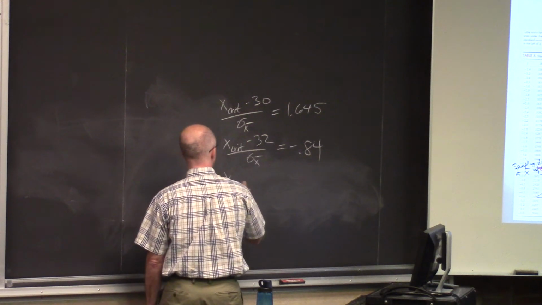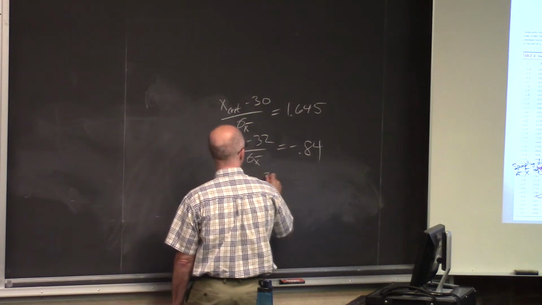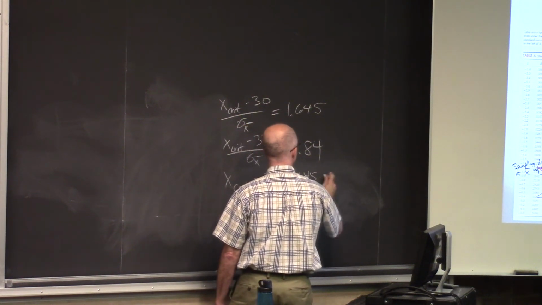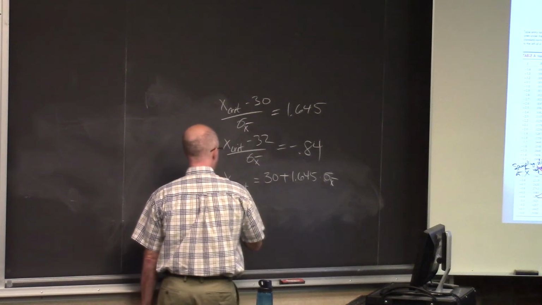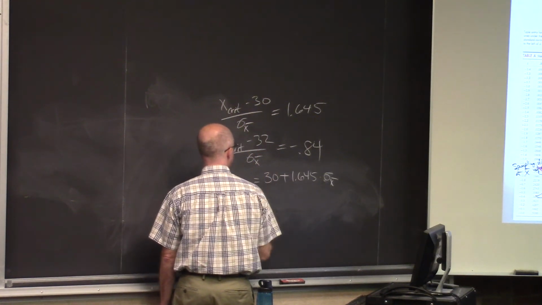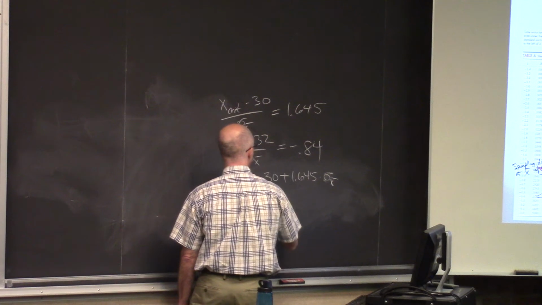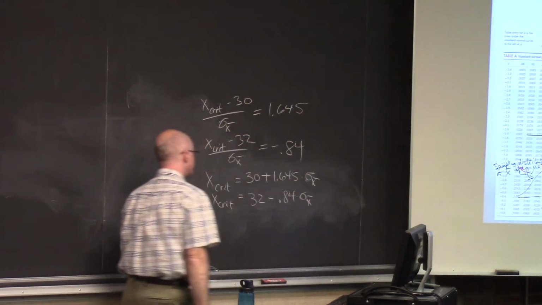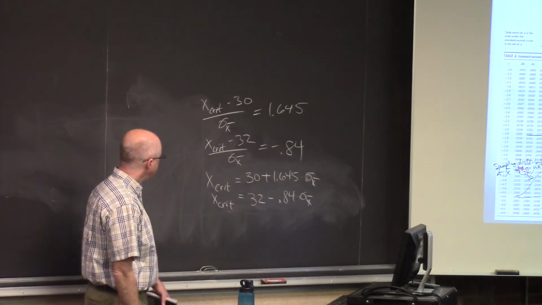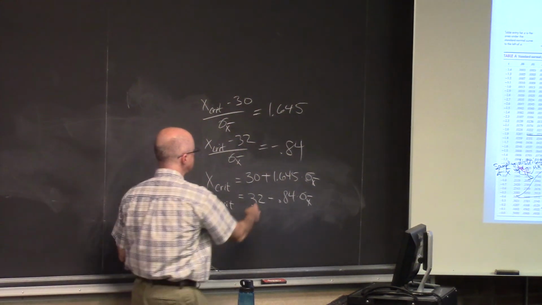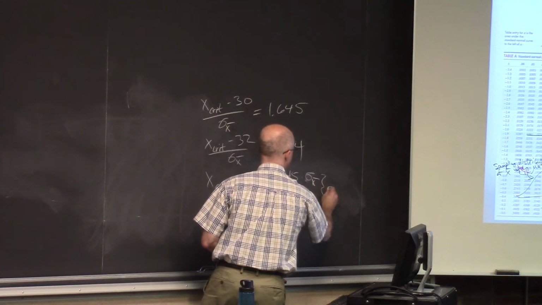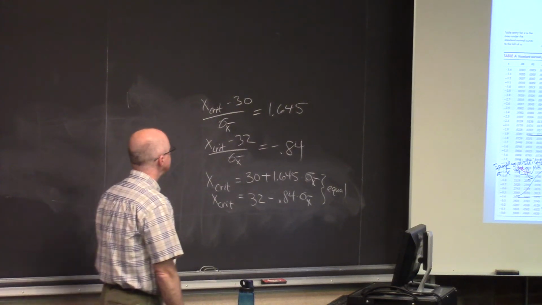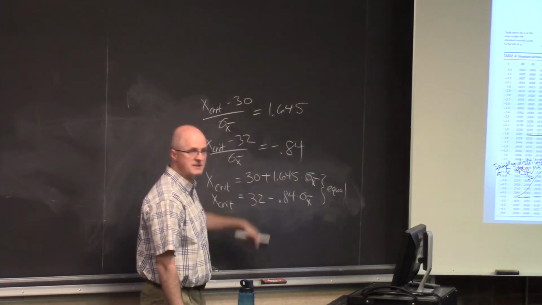You could write x crit is 30 plus 1.645 times sigma sub x bar. And you could also write x crit is 32 minus 0.84 times sigma sub x bar. Since these are both equal to x crit, they're equal to each other, so you can set these two things equal to each other for the values that we're trying to solve for. Now just solve this equals that for sigma sub x bar.